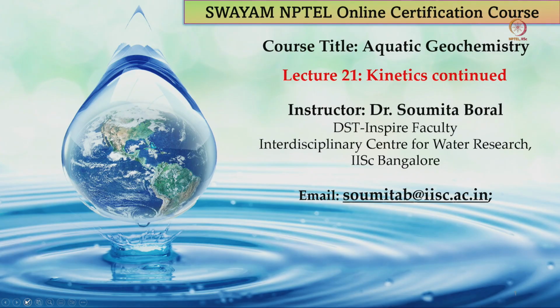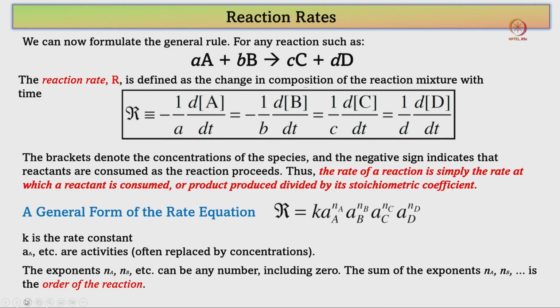Today we are going to discuss kinetics further. In our last lecture we discussed the introduction of kinetics. Here we stopped, and we were trying to find out how we formulate the reaction rate, that is capital R. If we have a reaction where A plus B produces C plus D, then this is how we are going to write the reaction rate.